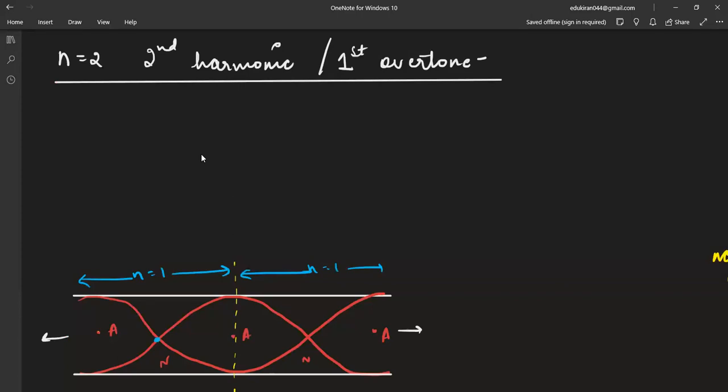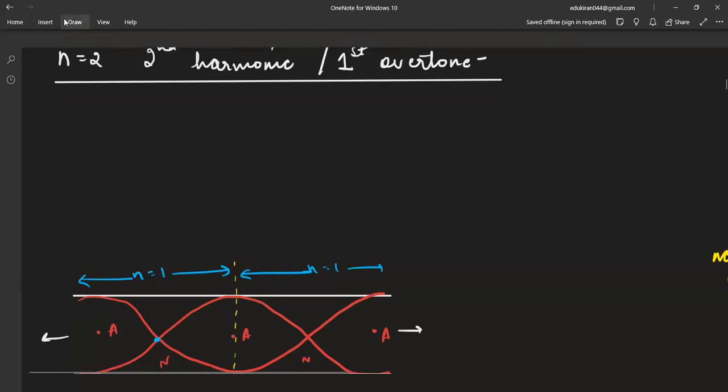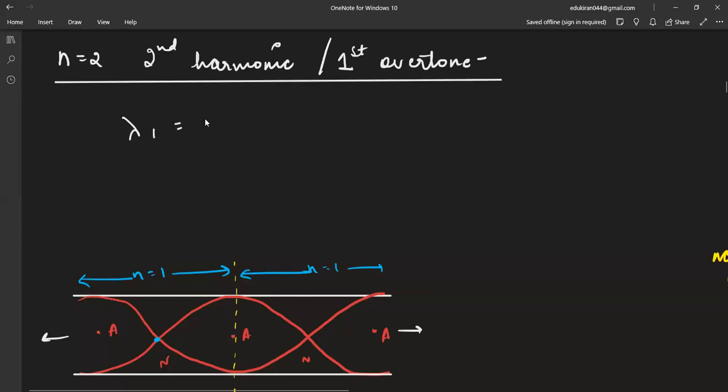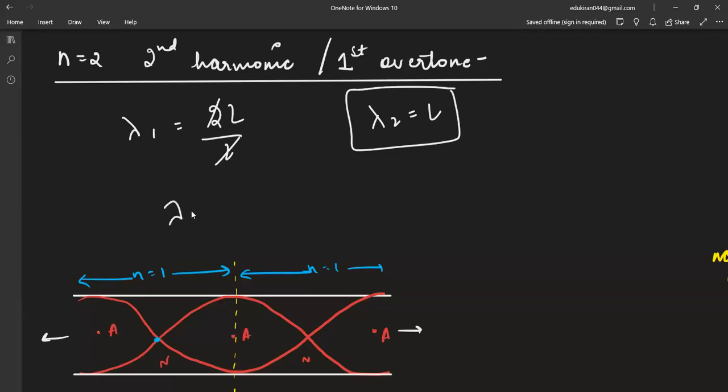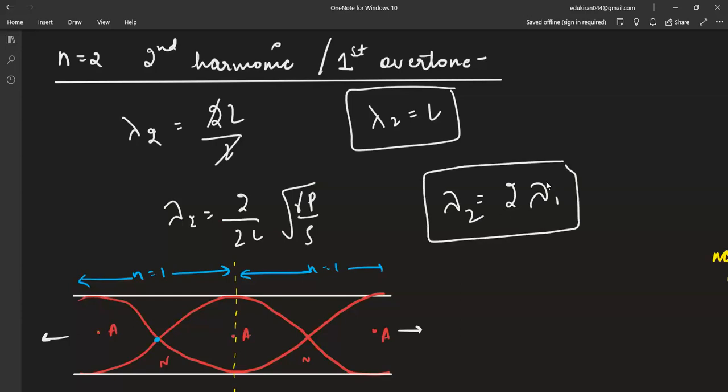Now the same things we'll do for the closed organ pipe also. See here, lambda 2 will be with n equal to 2, so 2L divided by 2, the 2 will be cancelled. So lambda 2 is equal to L. Similarly, frequency 2, not 1, sorry. When we calculate frequency 2, this is 2 by 2L under root gamma P by rho. So the frequency is actually double the first frequency. This is the relation that is usually asked.